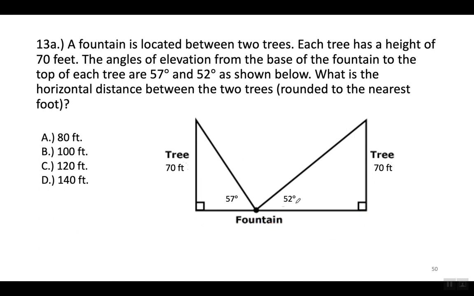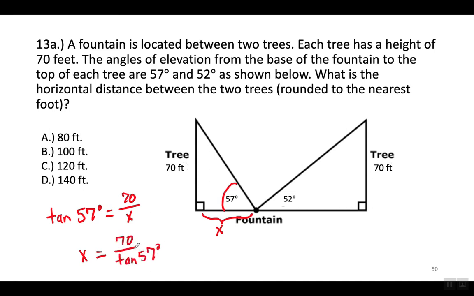All right, so hold on. In order to find this side right here, look at the information that we have in this right triangle. We have this angle, we have the opposite side, and we're looking for the adjacent side. So that requires us to use tangent. The tangent of 57 degrees equals 70 over x. So to solve for x, we would do x equals 70 divided by tangent of 57 degrees.